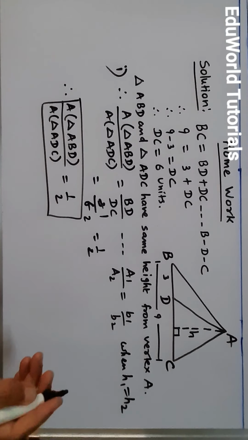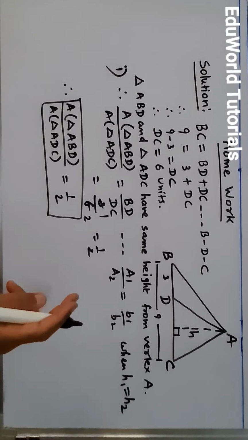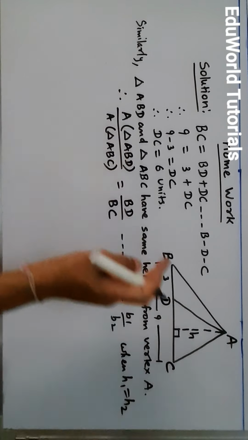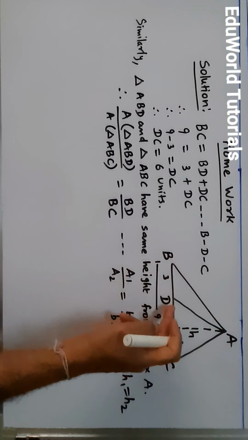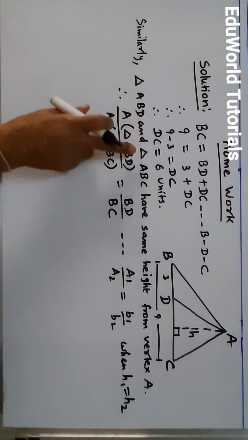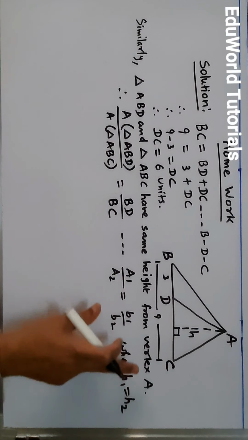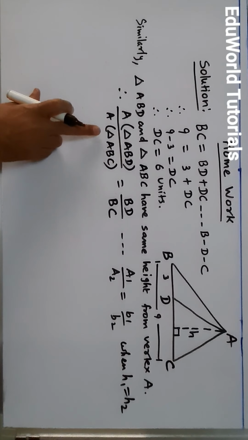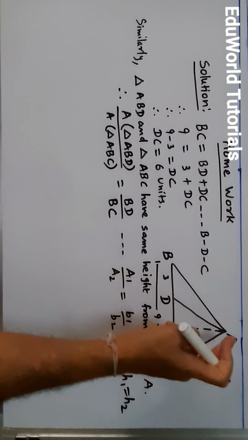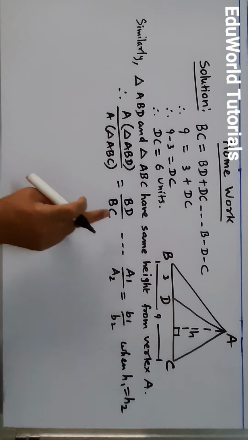Now similarly we can solve the second and third parts of this sum. I am writing the second ratio. So this is the second step. Similarly, triangle ABD and triangle ABC. Now the triangles are changed. Triangle ABD and the other triangle is ABC, the small and the big triangle. So triangle ABD and triangle ABC have the same height from vertex A. So area of triangle ABD upon area of triangle ABC is equal to BD upon BC, because the base of this triangle is BD and the base of this triangle is BC.